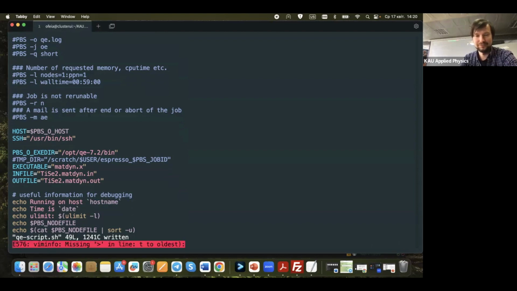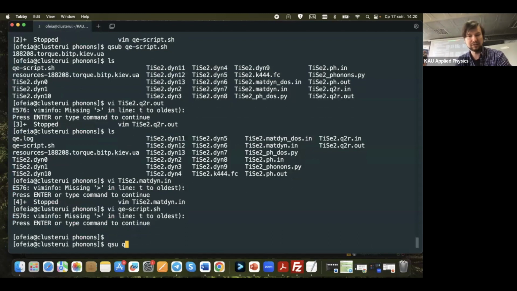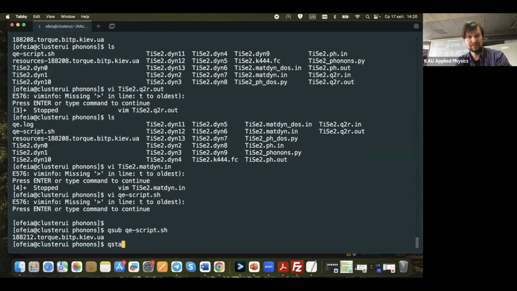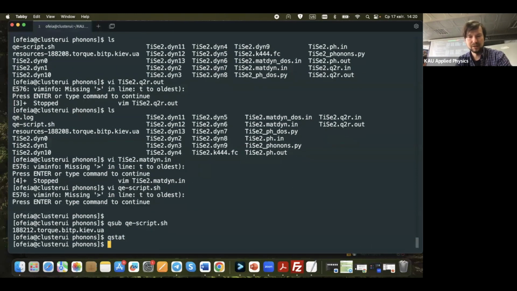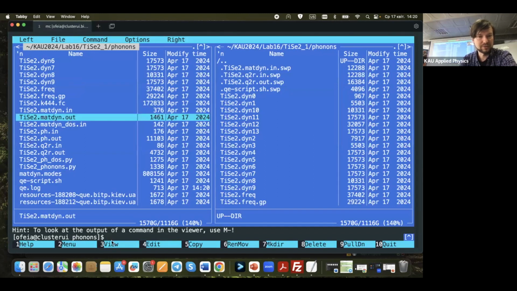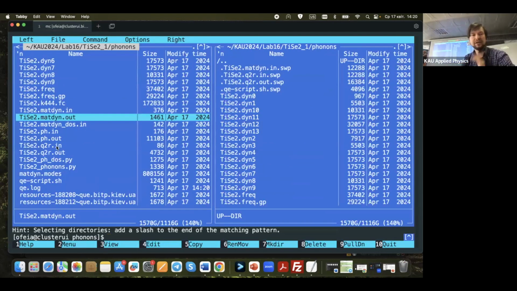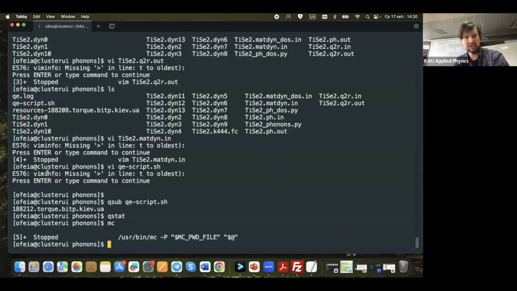It's super slow. Yeah, I can launch it, qsub qe. Oh, it worked. Looks like it really worked. Well, I can't look at it because it is very slow. You can see the file. Yeah, we have the frequency file. Yeah, we have the script. I'll show you the script.